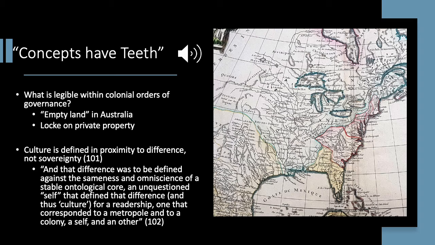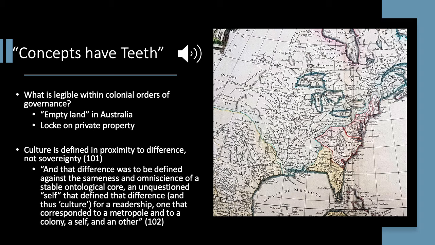Likewise, the concept of culture is a concept with teeth. It's a concept that is actually pretty embroiled within colonial orders of governance. And her critique is that culture is defined in proximity to difference, not in proximity to sovereignty. That is such a concise, beautiful, deep critique right there. Underline that in your note, in the book.